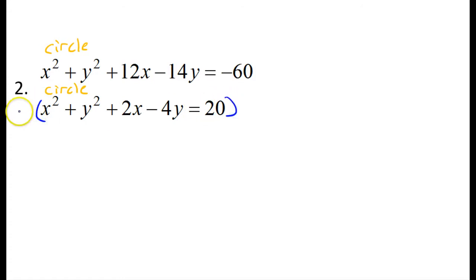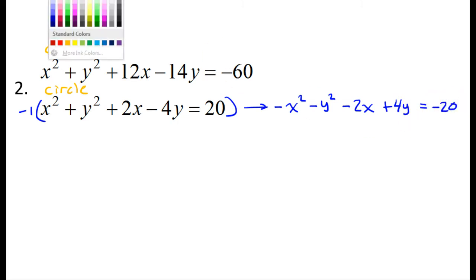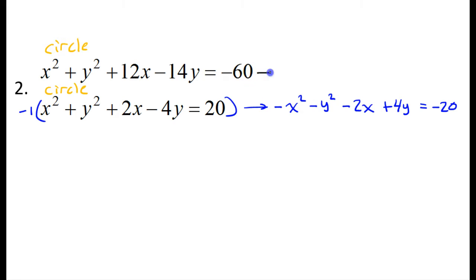Imagine that I were to multiply the bottom equation by negative 1. This would become negative x squared minus y squared minus 2x plus 4y is equal to negative 20. Now if I don't change the top equation at all, then I have x squared plus y squared plus 12x minus 14y is equal to negative 60.